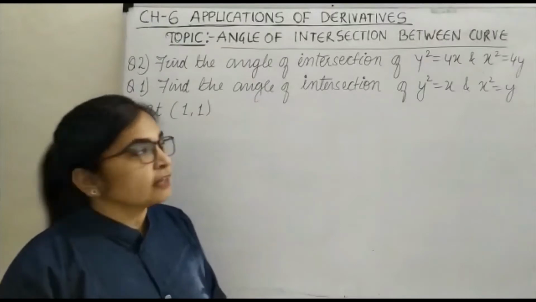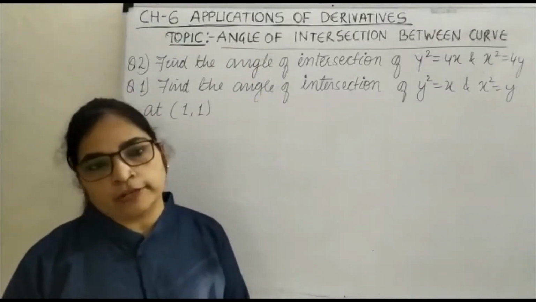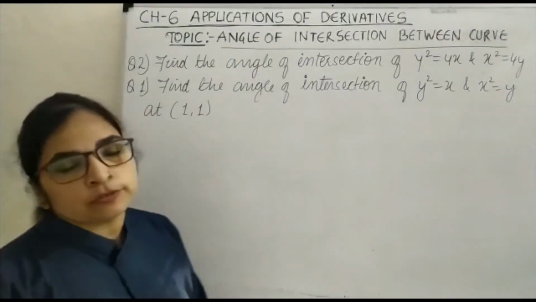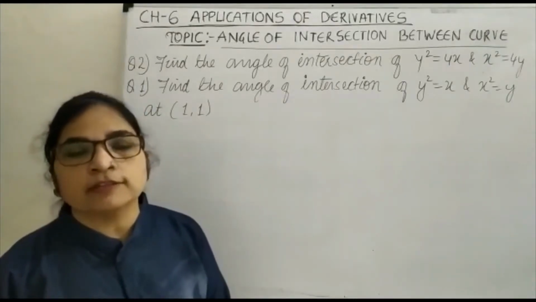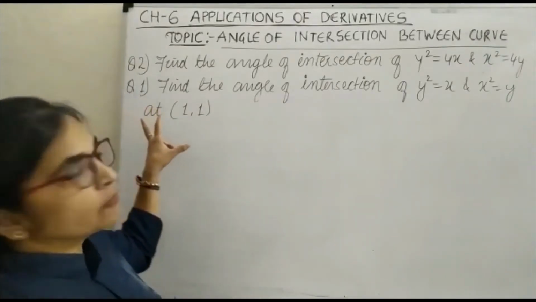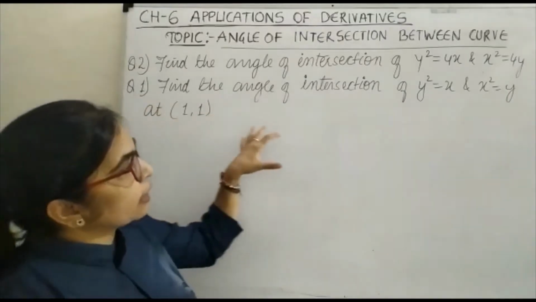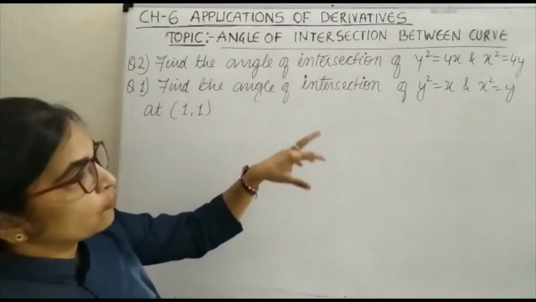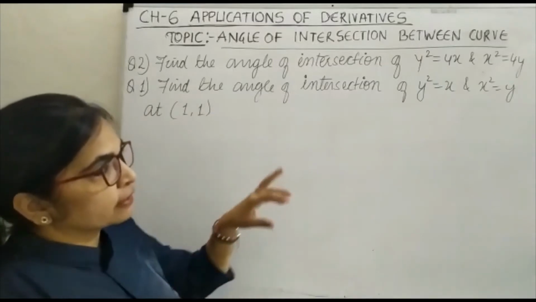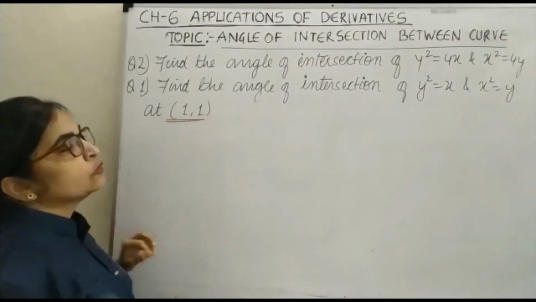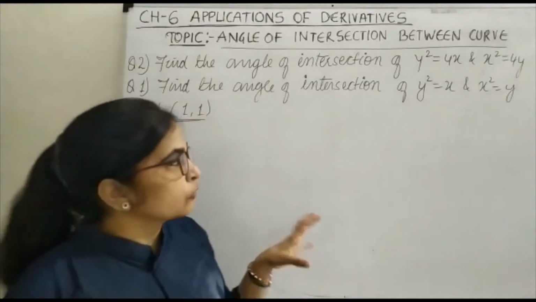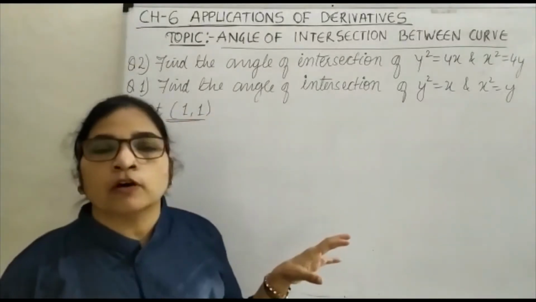Welcome to chapter 6, applications of derivative. Today we are going to see the topic angle of intersection between curves. For this we have taken two questions. Question number 1 is: find the angle of intersection of y square is equal to x and x square is equal to y at point 1, 1. Here the point is also given, otherwise we will work out for the point.